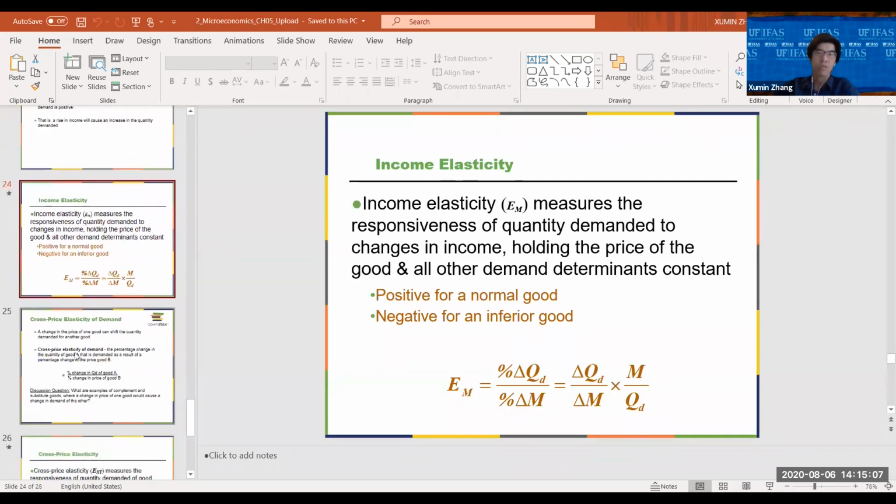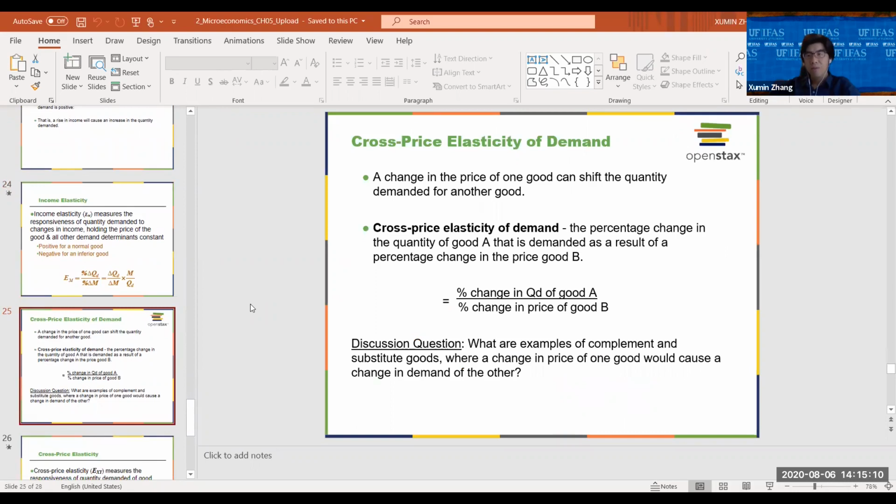That's very straightforward. Okay, so other than the price elasticity, we have to mention the cross price elasticity. This is to measure the responsiveness over other products, let's say substitute goods or complement goods. So in this case, we can use the cross price elasticity to measure the responsiveness. We use the percentage change of quantity of good A over the percentage change in price of good B. So this is the general function.